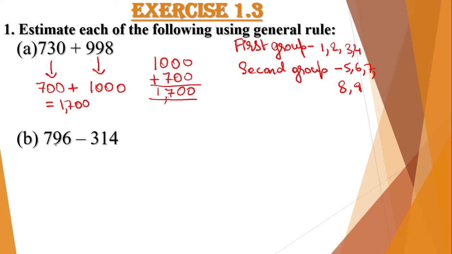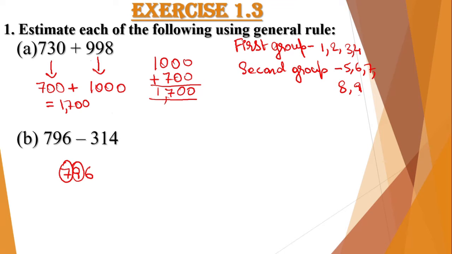Now the second question which we have is 796 minus 314. Now again we should know the place value first. Here we can take the highest place value as 100. Now if I take 100, I can estimate the first number and the second number. The first number which we have is 796, and here we should circle 7 because 7 is in the hundreds place, and we should circle 9 because it's next to 7. Now we should check 9, and you can see that 9 is in the second group.